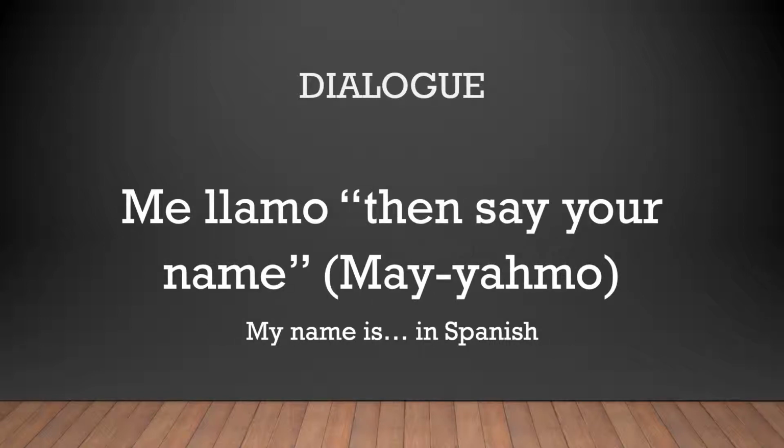The next phrase is me llamo. This means my name is. When you say me llamo, then you say your name. In my case, I would say me llamo Torres. So we're going to break it down. The first word is pronounced me, like the month. It's spelled me, but you pronounce the E at the end with an A sound like you would in May. So, first word again is me.